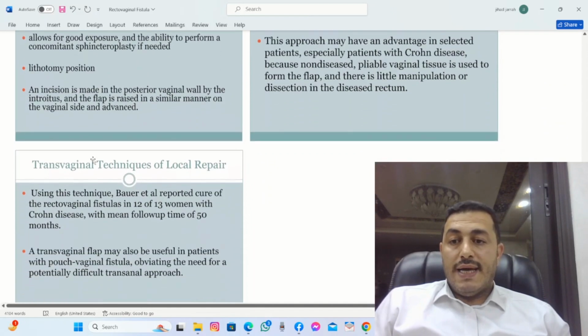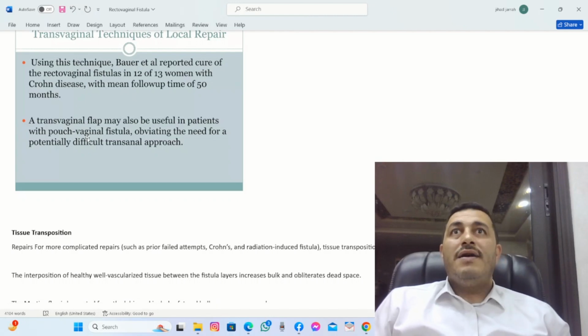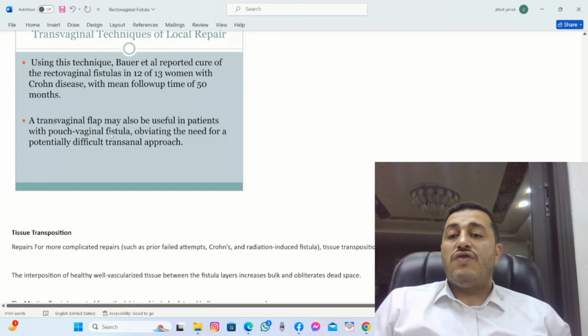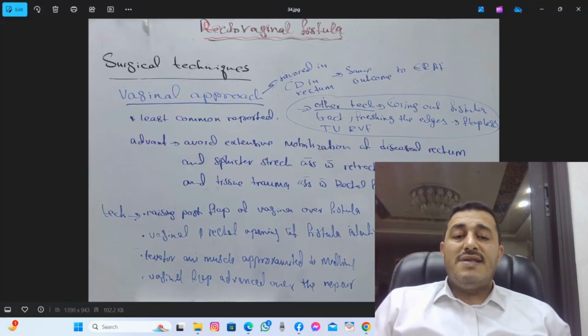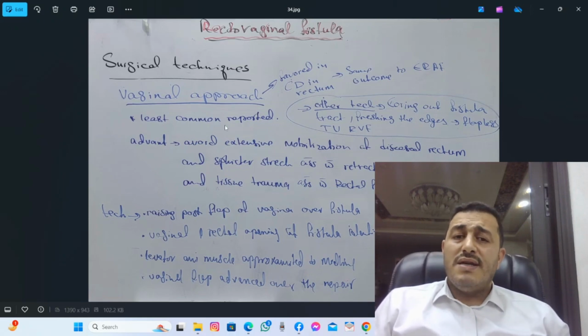What else can we add regarding indications? If I have a fistula not between the rectum and vagina but between the pouch we created, for example, an ileal pouch anal anastomosis created after proctectomy, and we have a fistula between the vagina and the pouch, called a pouch vaginal fistula, it's preferred to work from the vaginal side. It's the least common approach, because we as colorectal surgeons are more familiar with the transanal approach.